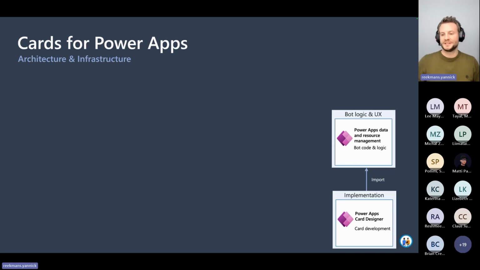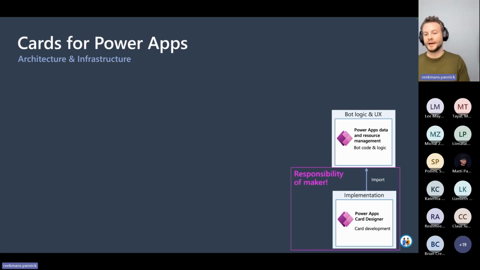Then you publish this, and this will be transformed into the Power Apps data and resource management bot code and logic. It's a system provided by Microsoft. So once you publish this card, all of the Power effects, all of the UI will be translated by Microsoft in their backend system, and you don't have to do anything for it. This is the only responsibility that you, or the maker, has: building the card in the card designer.